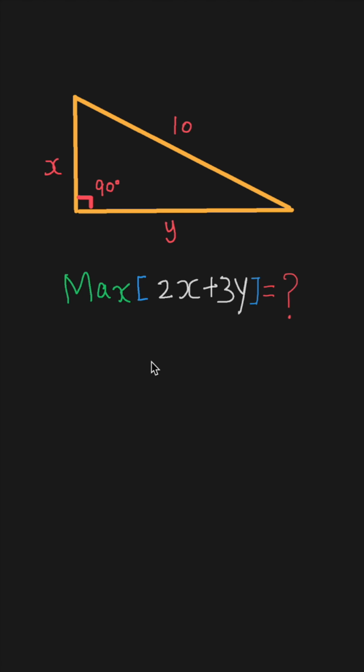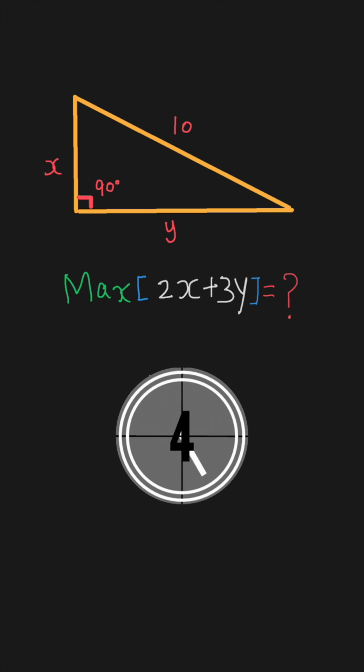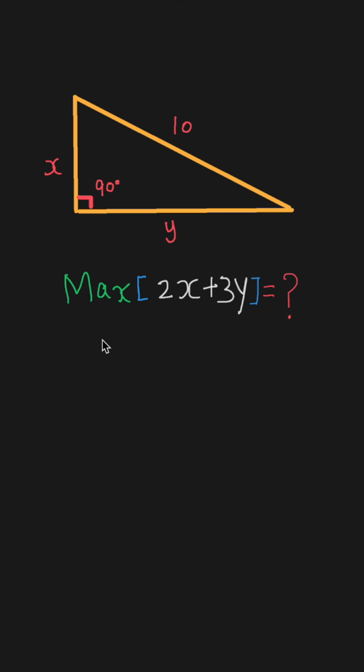Only 10% of people can solve this problem. Pause and try. Alrighty, have you got it? So the things we know is that we have a right triangle and the three sides are respectively x, y, and 10. The problem asks us to find the greatest value of 2x plus 3y.